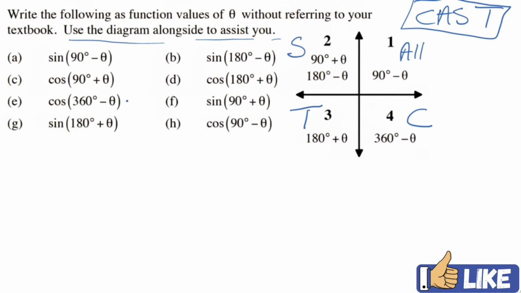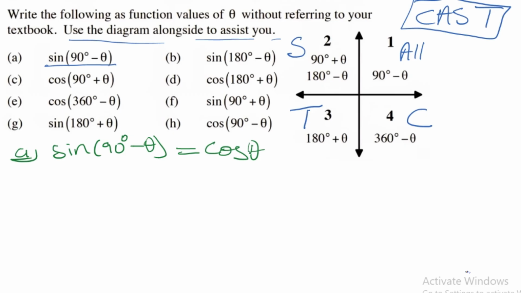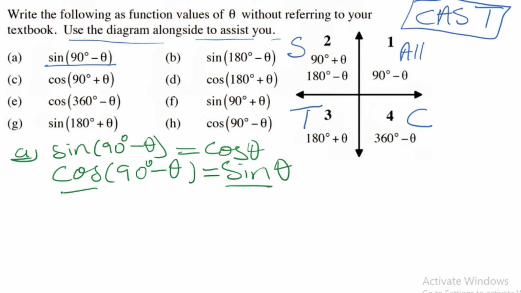All right, on A, we are having sine of 90 degrees minus theta. Because this one is 90 degrees, we call it the co-ratio. So the answer here is going to change the ratio. It's going to change to cos, so we will have cos theta. If we were having cos of 90 degrees minus theta, we're going to have sine theta. So you can see that the ratio is changing just because of this 90 degrees.